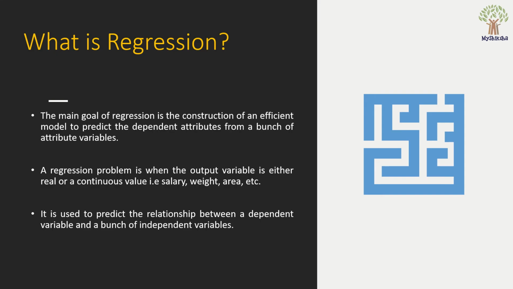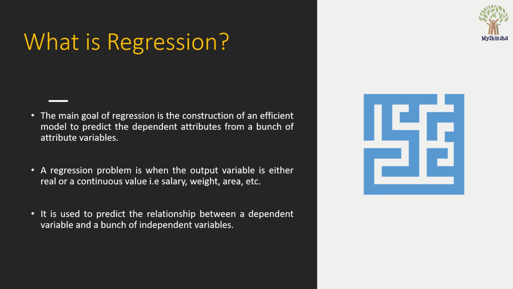So what is regression? The main goal of regression is the construction of an efficient model to predict the dependent attributes from a bunch of attribute variables. That is, you are trying to predict something, y, with the help of the independent variables that are available. We call them attribute variables or independent variables, which are nothing but x1, x2, x3, the number of variables that you need to correctly predict y. That's why we write the equation as y is equal to f of x.